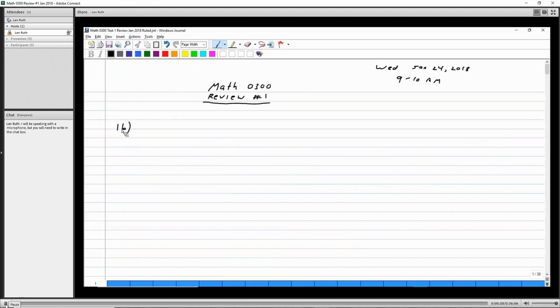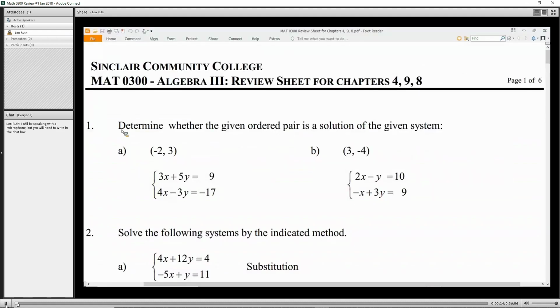Good morning, this is the Math 300 test review for test number 1, and I'll be going over the review sheet, which looks like this. I'm going to hit some of the key problems, the ones that I think maybe are a little more important, and if anyone shows up, I'll take any special requests.